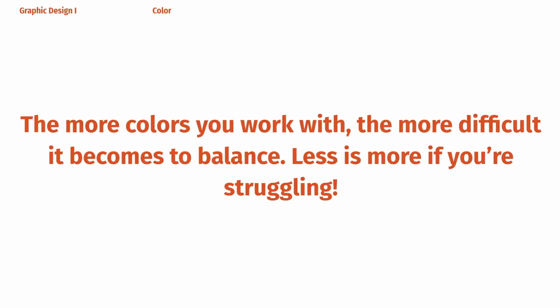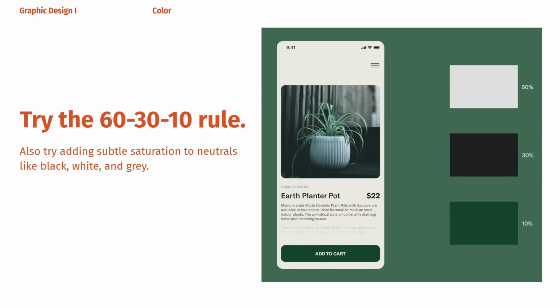The more colors you work with, the more difficult it becomes to balance, so it can be really helpful to start with something like a monochromatic or an analogous color scheme, and then work your way up to balancing more and more colors. Another helpful starting point is the 60-30-10 rule.